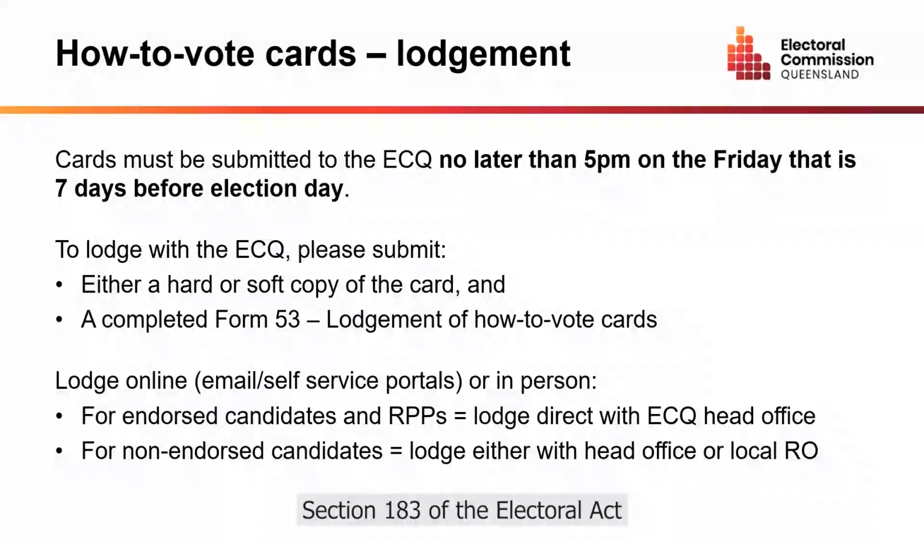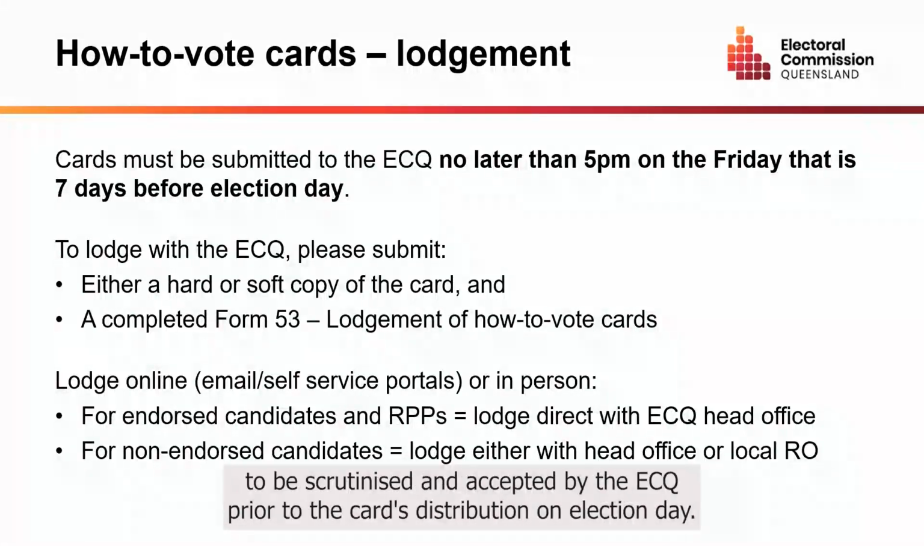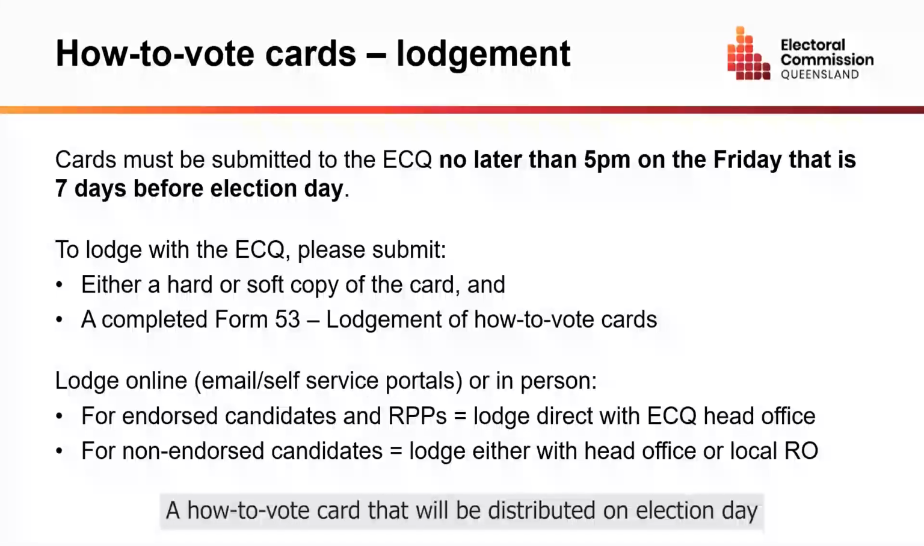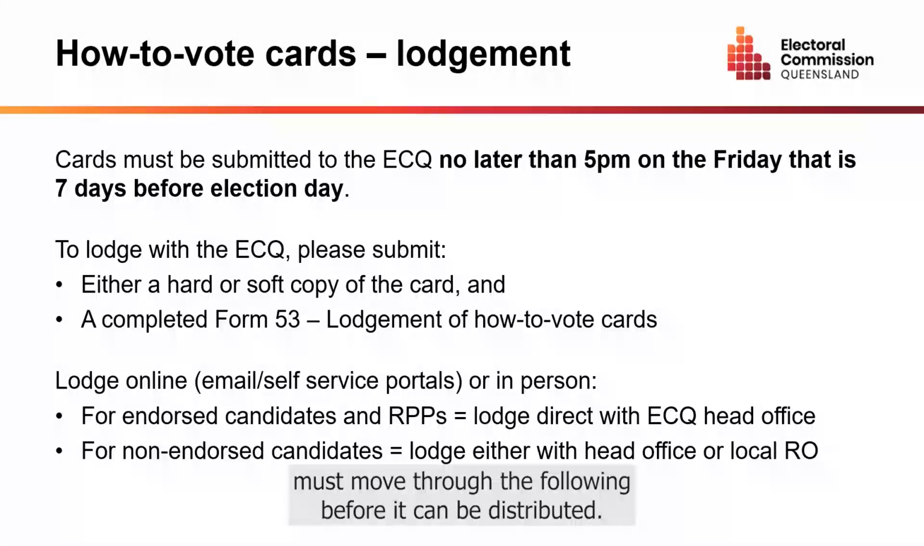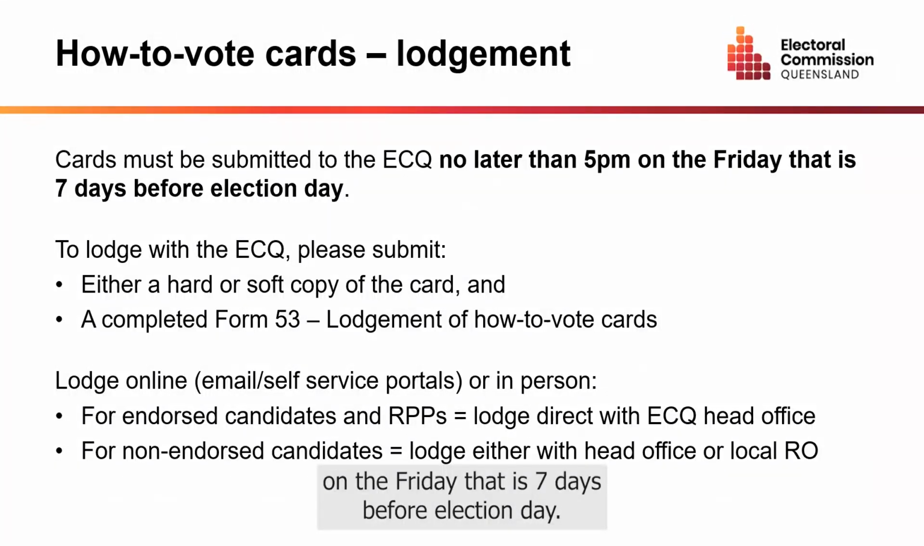Section 183 of the Electoral Act sets out the lodgment of How to Vote cards with the ECQ, for them to be scrutinised and accepted by the ECQ prior to the card's distribution on election day. A How to Vote card that will be distributed on election day must move through the following before it can be distributed. The Act requires that the card must be submitted to the ECQ no later than 5 p.m. on the Friday, that is 7 days before election day.